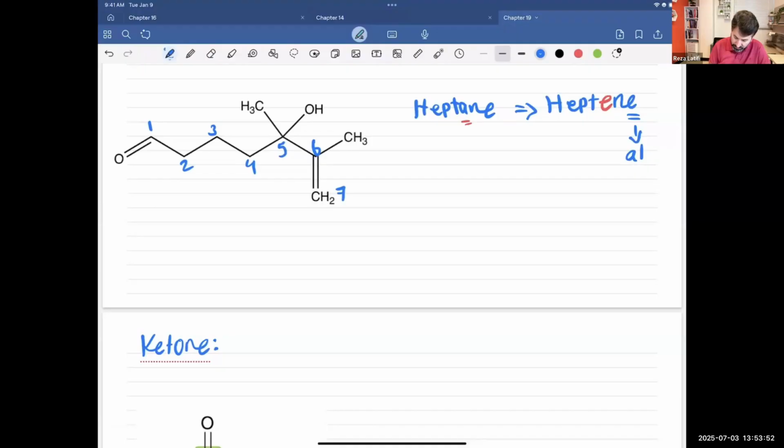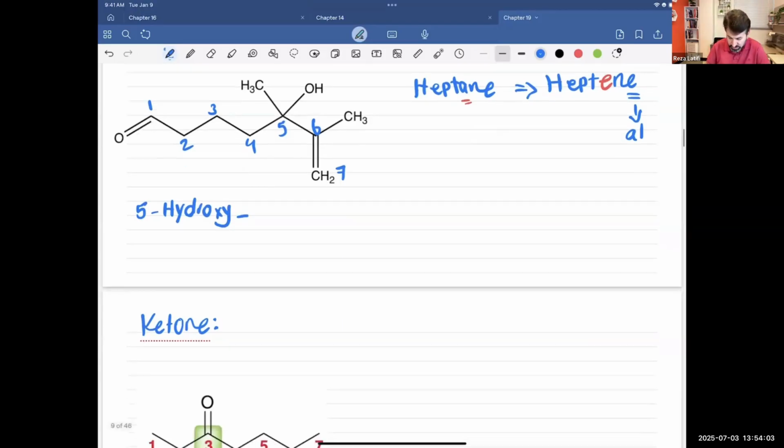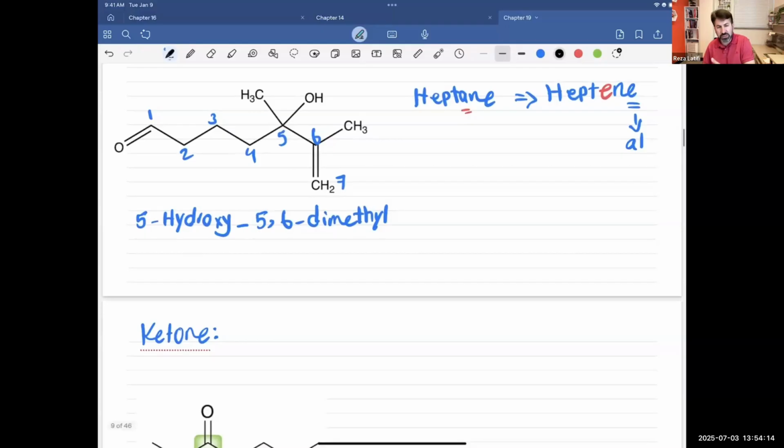Okay, let's go after it. I have a hydroxy group, so I go 5 hydroxy. Next, I have 2 methyl groups. Where are they? 5 and the second one 6. So I go 5 and 6 dimethyl. Okay, and now I'm supposed to say heptene, and also add the Al at the end of the name. But I need to say the position of the double bond. So I have 7 carbons, hept, and then I need to say where the double bond is. The double bond is sitting between 6 and 7. So I go 6 en. That's showing the position of the double bond. And at the end, I'm going to say 1 al.